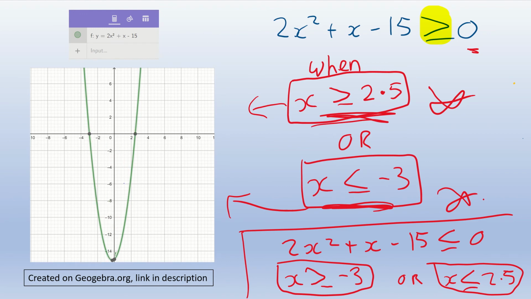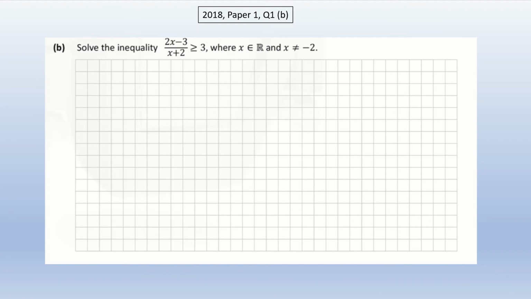Okay, let's have a look at another question. This question came up in 2018, and again it's an inequality question.